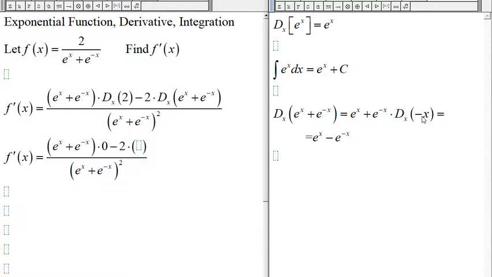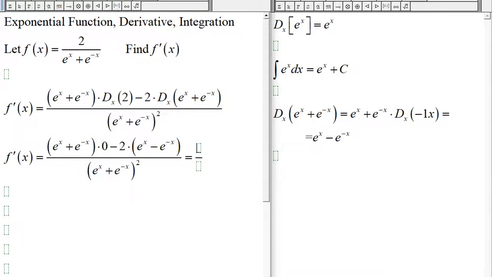So once again, this is the 1x right here. The derivative of negative 1x is negative 1, and negative 1 times e to the negative x is negative e to the negative x. So this is what we have right here.